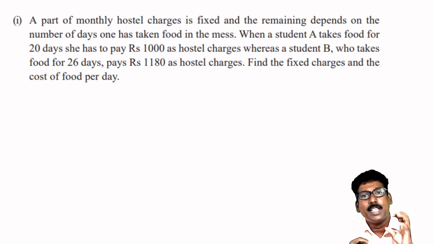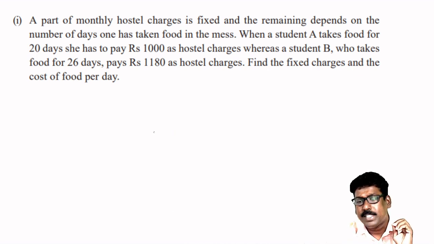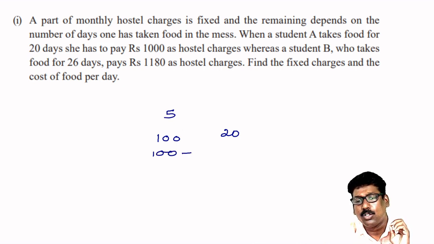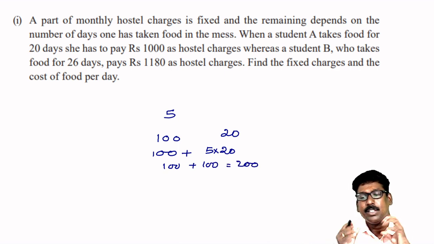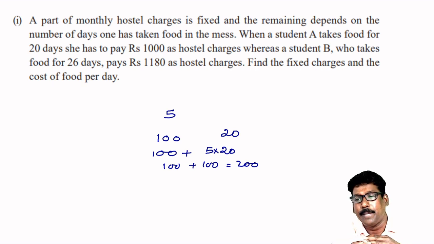That means there is a fixed charge and a charge per day. Suppose the fixed charge is 100 rupees and the charge per day is 20 rupees. Now if you are staying 5 days, you have to pay 100 plus 5 into 20. That means 100 plus 100, 200 rupees you have to pay. That is the fixed charge and charge per day.